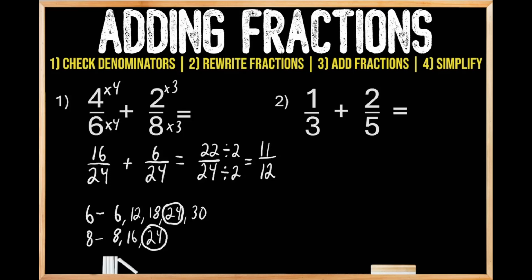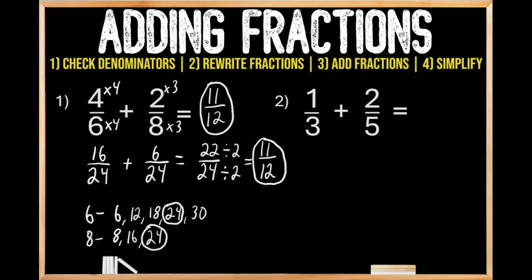And now we can't simplify this fraction any further because there's no common factor between both 11 and 12 other than 1, so that means that we're done. So when we add 4/6 and 2/8, we get the fraction of 11/12 when written in its lowest possible terms.